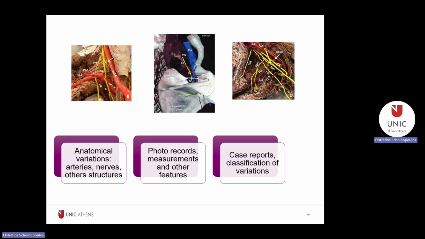And last but not least, you know that next year we are going to work with cadavers. So it's very important to record any anatomical variation we observe, which types of anatomical variations of arteries, veins, muscles, whatever. What we have to do, we have to keep photo records to document measurements, sizes, and other features. Why? In order to publish case reports and to perform classifications. And this is going to be original research, and I need your help in that.